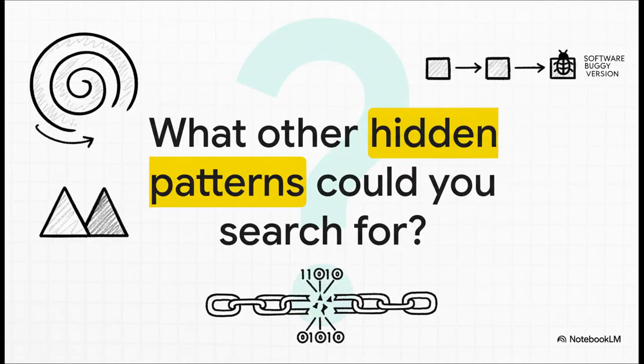So I'm going to leave you with a question to chew on. We just used binary search to find a break in an index pattern. So what other hidden patterns could you search for? Think about it. What about finding the peak in a mountain-shaped array? Or finding an element in a rotated sorted array? Or even finding the exact version of your code where a bug was first introduced? Once you start thinking about binary search as a tool for finding the breakpoint, the possibilities are just endless.